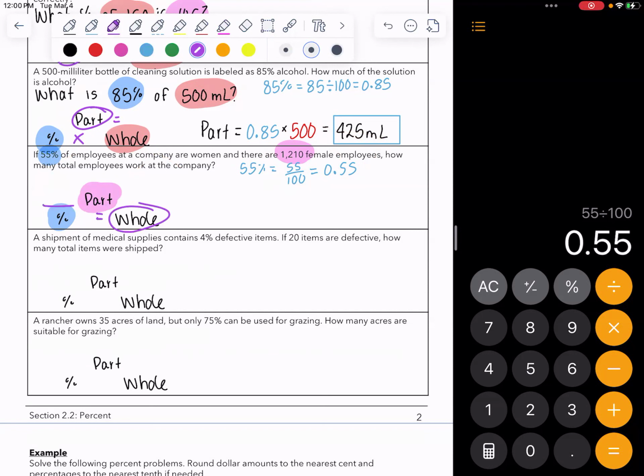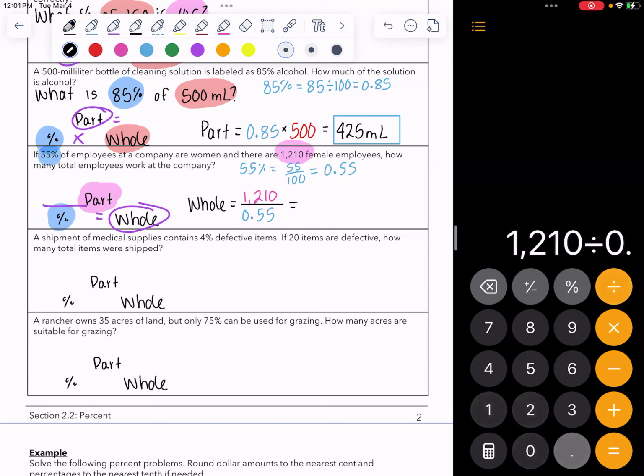The whole is equal to the part divided by the percent. So the part was 1,210. The percentage is 0.55. 1,210 divided by 0.55. You get 2,200. So there are 2,200 employees at the company.